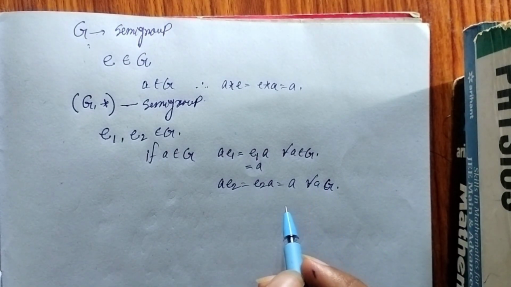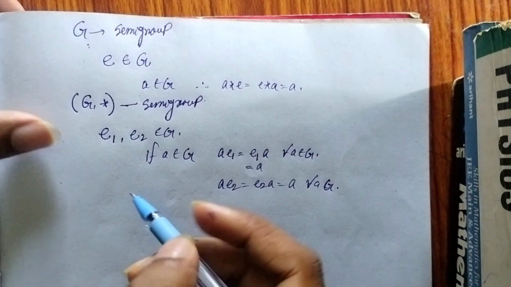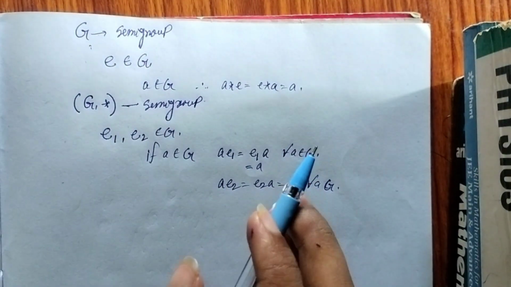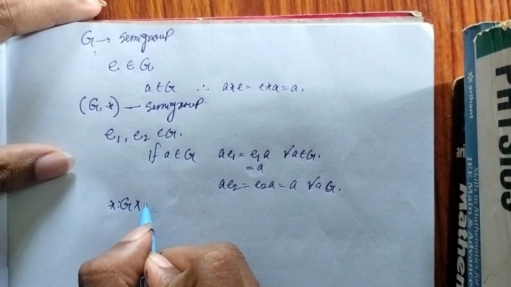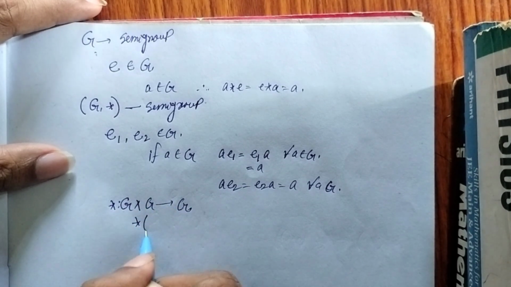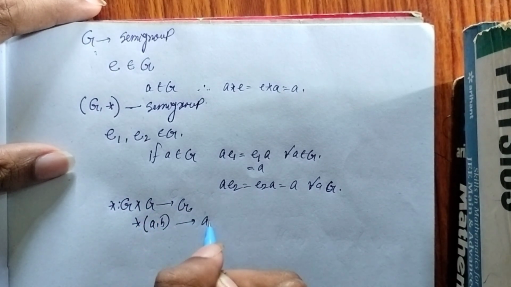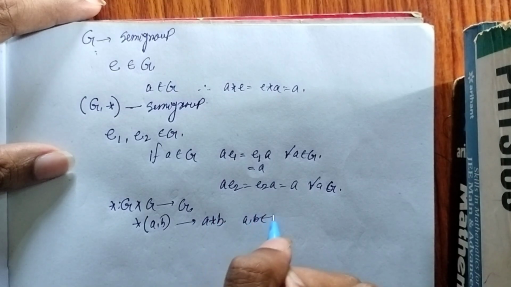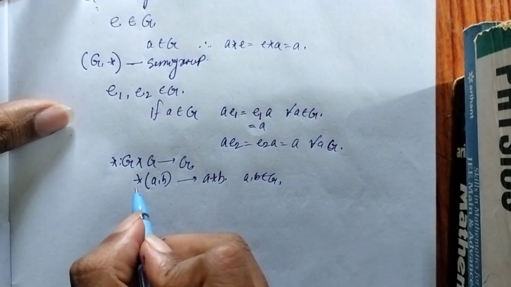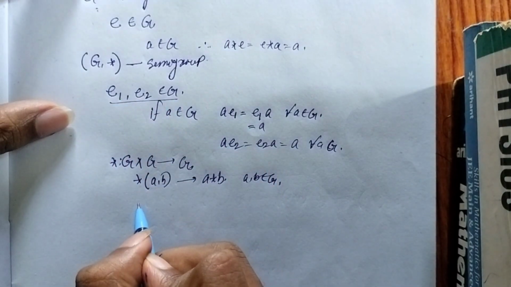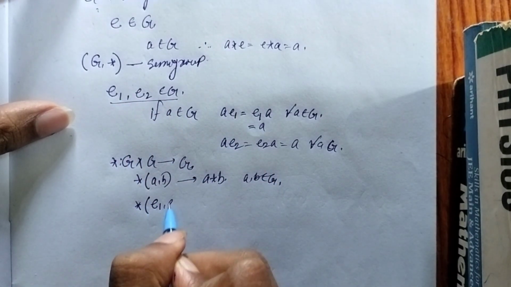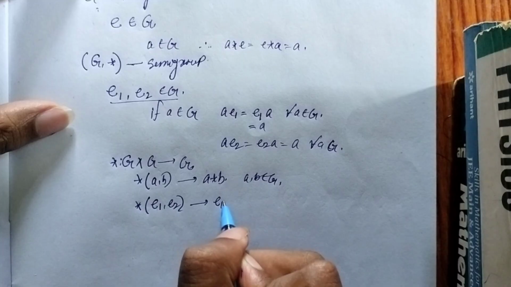Now what if we compose E1 and E2 together? This operation is like this, star: G cross G to G, ultimately (a, b) goes to a star b, where a, b belong to G. Now E1 and E2 both belong to G. That means star of (E1, E2) will be E1 star E2.